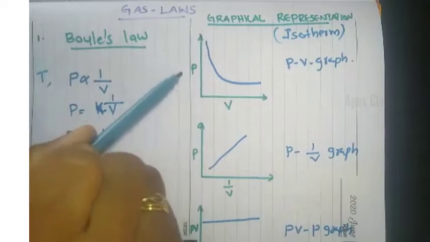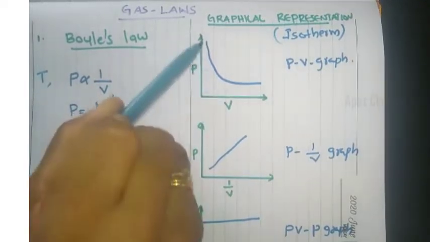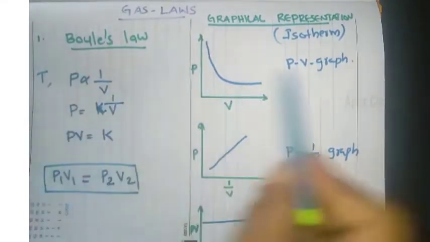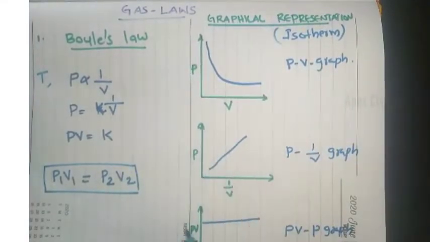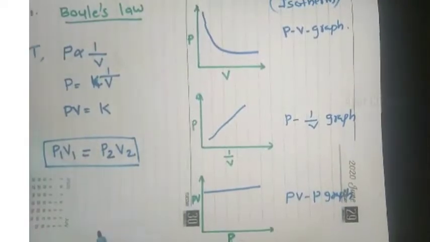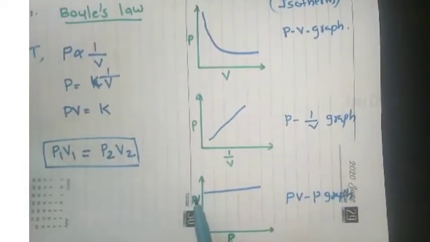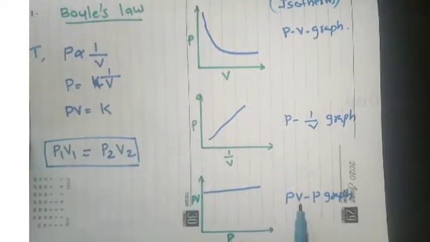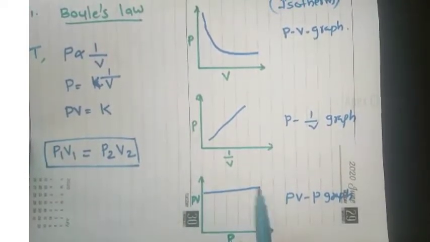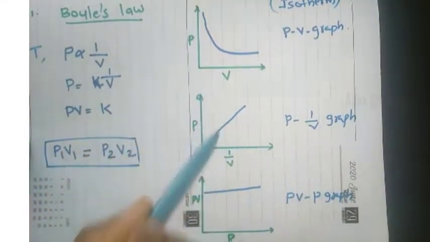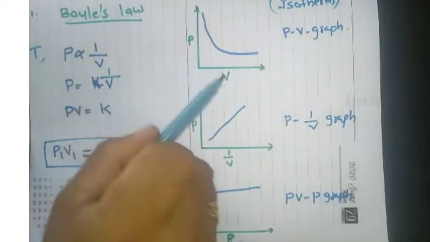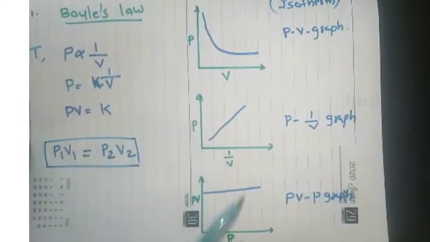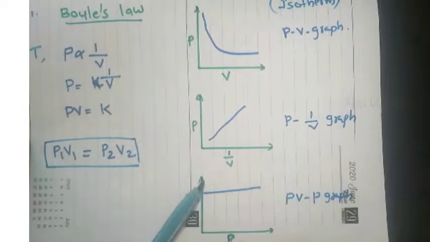A graph is plotted of pressure against volume. Then the variation of the graph is like this. This graph is the PV graph. Then the P against 1 by V graph, that is directly proportional. Then the PV against P graph. Here we know that according to Boyle's law, PV is found to be a constant. So in the PV against P graph, PV is a constant. These three graphs are plotted of pressure against volume, pressure against 1 by V, then PV against P at constant temperature.